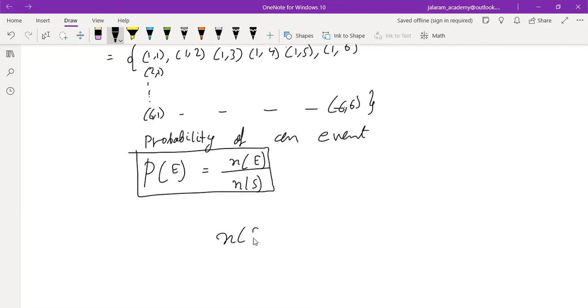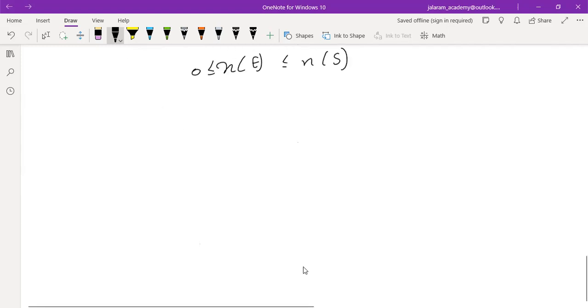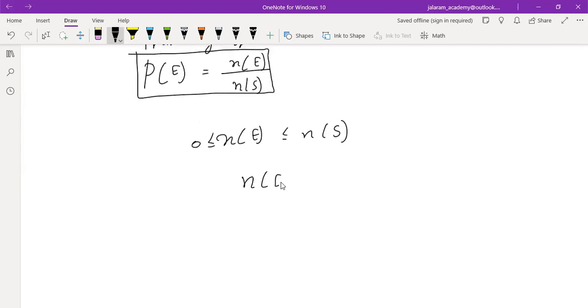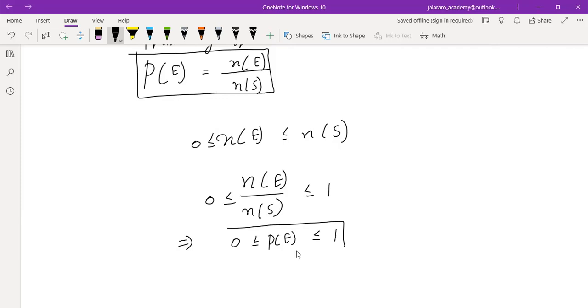Now we know that the number of elements in E, the event, always lies between 0 and the number of elements in S. It is always positive, meaning it must be greater than 0. And it will always be less than the number of elements in S. So if we divide all 3 of them by the number of elements in S, 0 upon the number of elements will be 0, and NS upon NS will be 1. So the probability of an event always lies between 0 and 1. Is that clear to you? So the probability of an event always lies between 0 and 1.